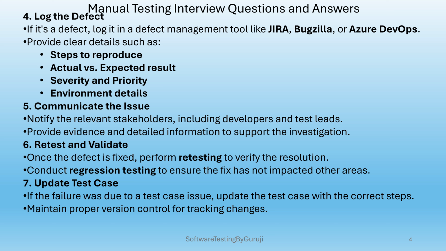Sixth, retest and validate. Once the defect is fixed, perform retesting to verify the resolution. Conduct regression testing to ensure the fix has not impacted other areas. Seventh, update test cases. If the failure was due to test case issue, update the test case with the correct steps. Maintain proper version control for tracking changes. So in this way we can handle the defect. So let's move to another question.